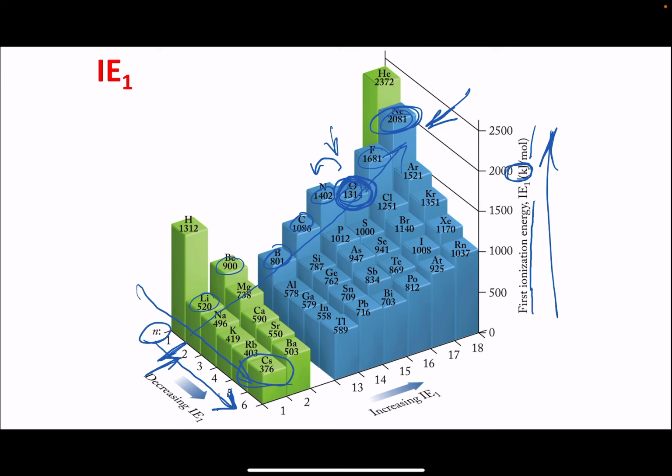And again, trends are similar when we start from a corner like that and walk across the row, across the period. We expect to have to apply more ionization energy to remove electrons since the atom will be shrinking in size as we go from left to right within a row in the periodic table.